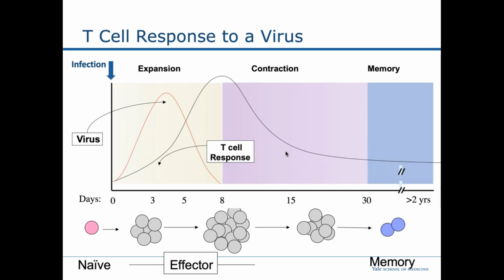And then after the virus is gone, there's a contraction phase where these killer T cells will die. We don't need them anymore. But the memory cells that have developed will live for years.